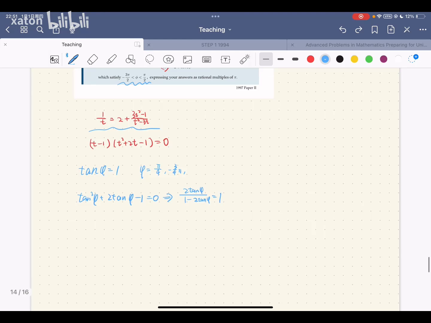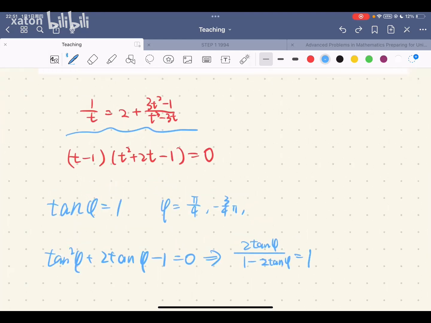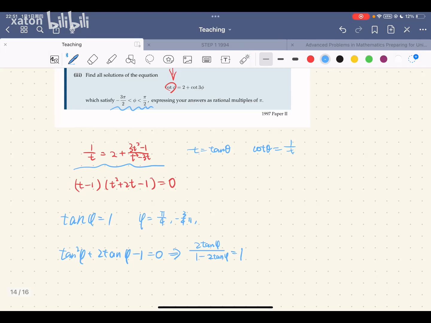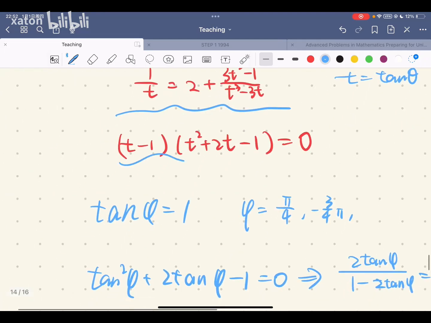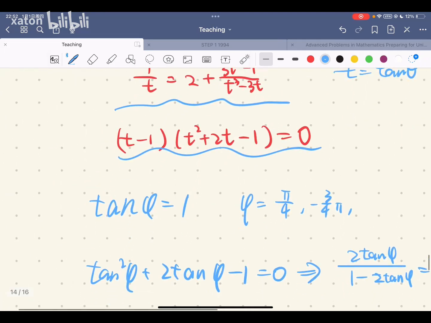So we made the substitution. We still let t equal tangent theta. So cotangent theta equals 1/t. For tangent 3 theta, we just substitute the reciprocal of tangent 3 theta. That's all. And we get this thing. In the end, completely the same.